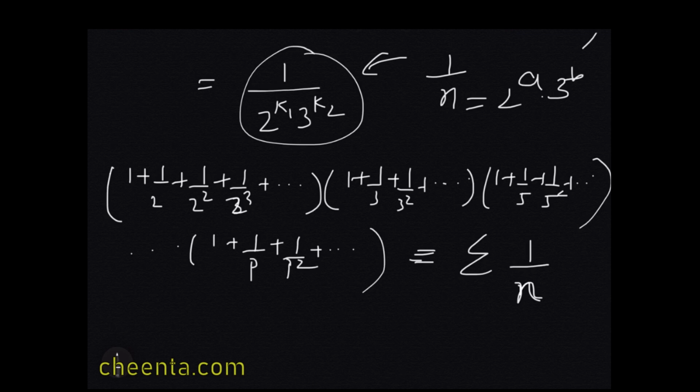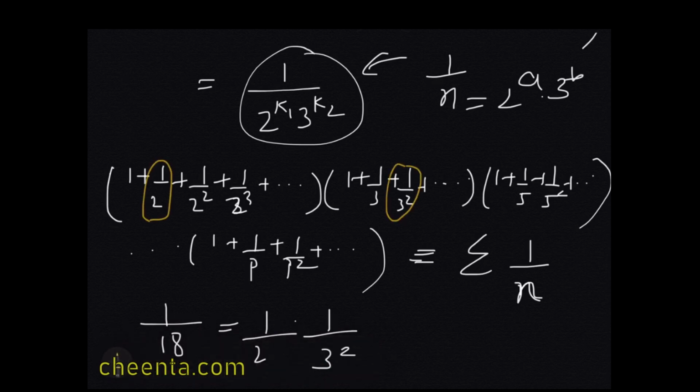So for example, if I want the number 18, we worry about 1 by n, so 1 by 18 will be 1 by 2 into 1 by 3 square. If I take a 2 from here, I'll circle that in a different color, and 1 by 3 square from here, I get 1 by 18. If I want 1, I'll just pick 1 from everything. So any number of the form 1 by n, I can get from this infinite product.